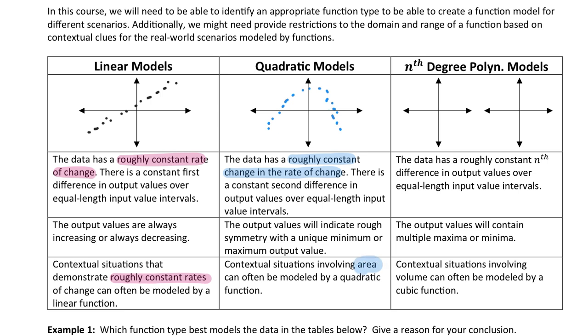Interesting here is contextual situations that involve area. So the geometrical property of area is a length times a width. Length times width is a two-dimensional shape, so that's x squared, which means we would use a quadratic model for that data.